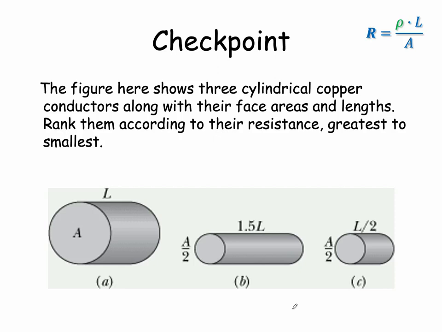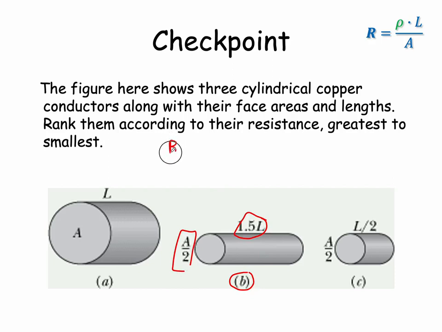Take a look at this quick checkpoint. This one's a little tricky. Which one of these three things, they're all copper, has the greatest resistance and the smallest resistance? Pause if you would like at this point. Here's the answer. If you look at it, B has one of the smallest cross-sectional areas, and it has the greatest length. So which one of these three has the greatest resistance?